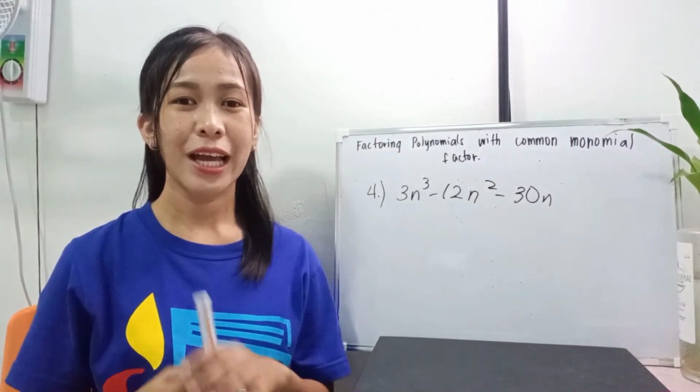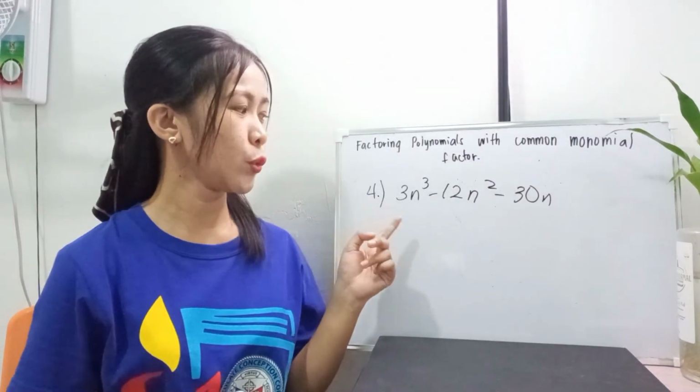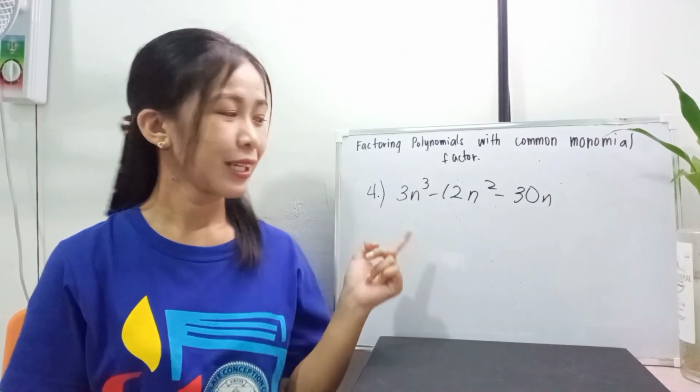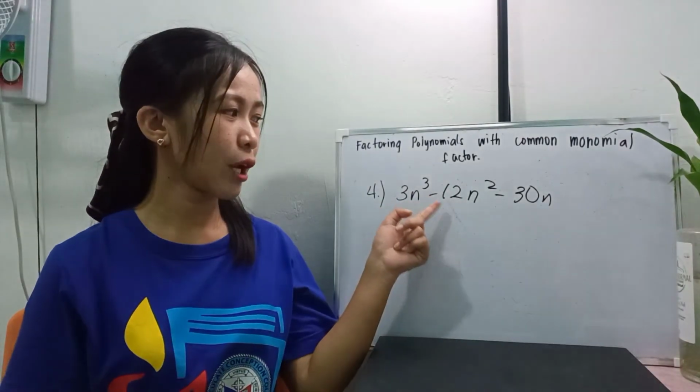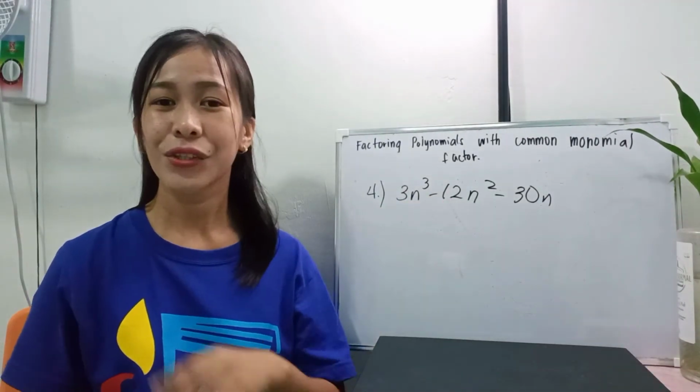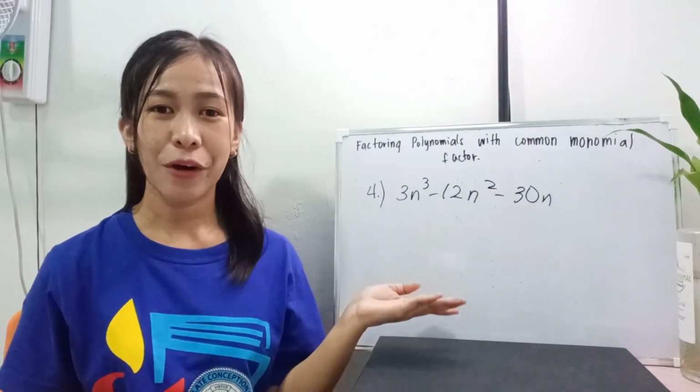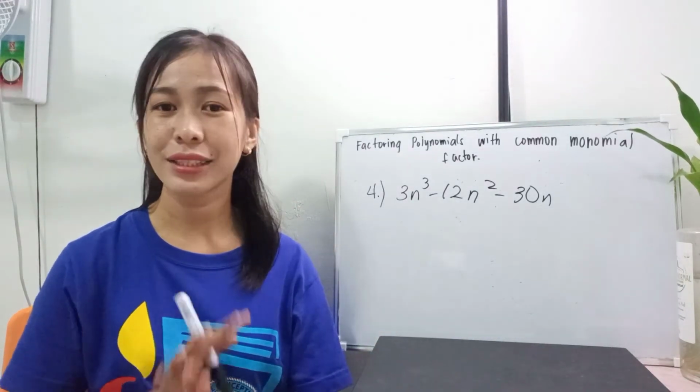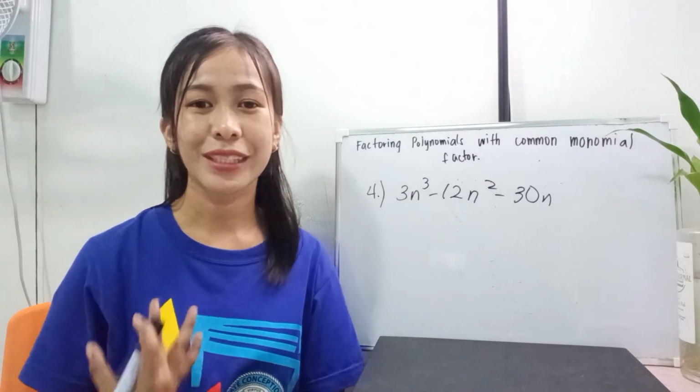Okay, so I have an assignment for you. This number 4 of ours: we have 3n cubed minus 12n squared minus 30n. So, comment your answer in our comment section below and I'll check if your answer is correct.